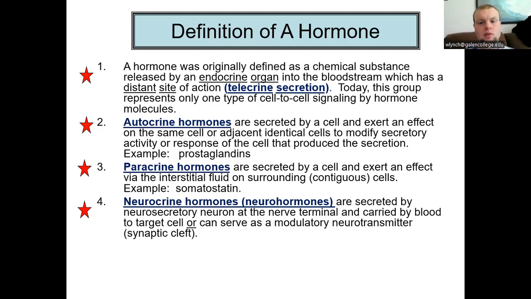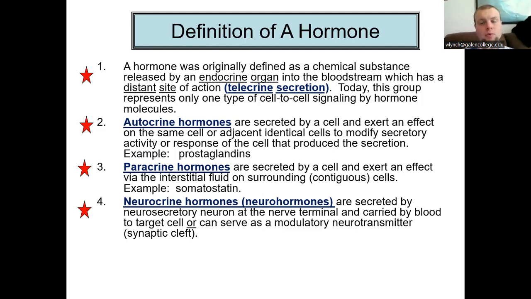Neurocrine hormones are neurohormones. These are secreted through neuron tracts. Our examples are ADH and oxytocin, when we had the posterior pituitary insertion of those hormones that were made by the hypothalamus and sent down via the neurohypophysis to the posterior pituitary in order to be stored.